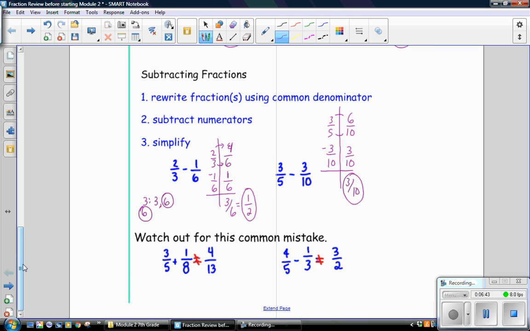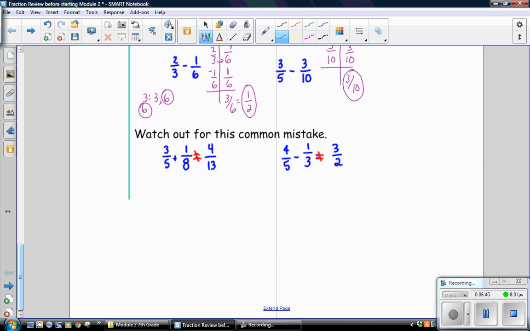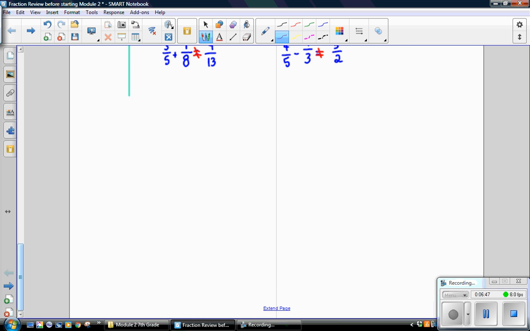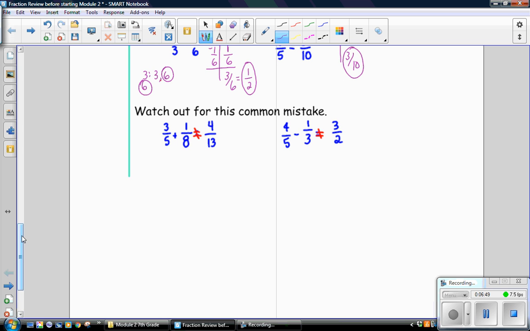Watch out for this common mistake when you're subtracting fractions or adding fractions. In this first problem, 3/5 plus 1/8, a student answered 4/13. This is incorrect. This student added the numerators and added the denominators, and that is not the correct way to add fractions. In the second problem, this student subtracted the numerators and then subtracted the denominators, and that is not the correct way to subtract fractions.